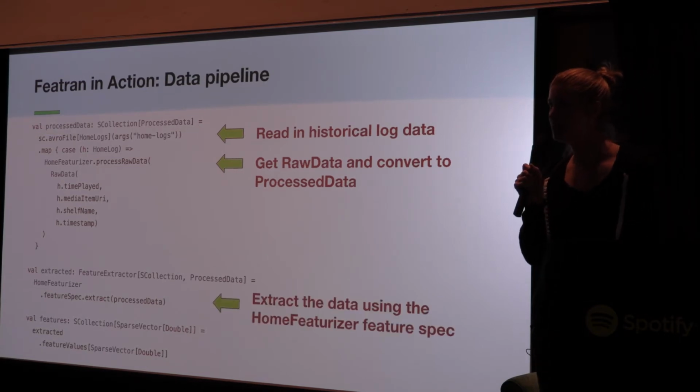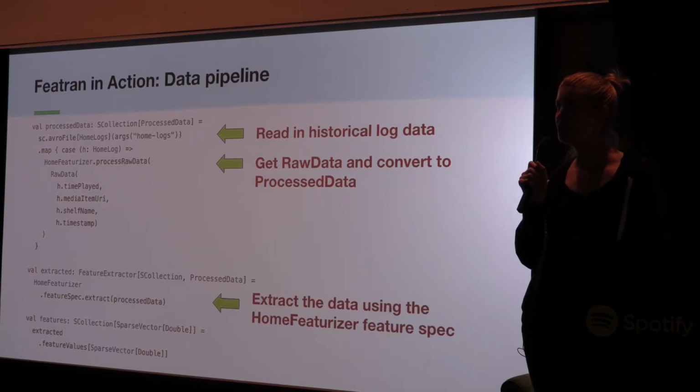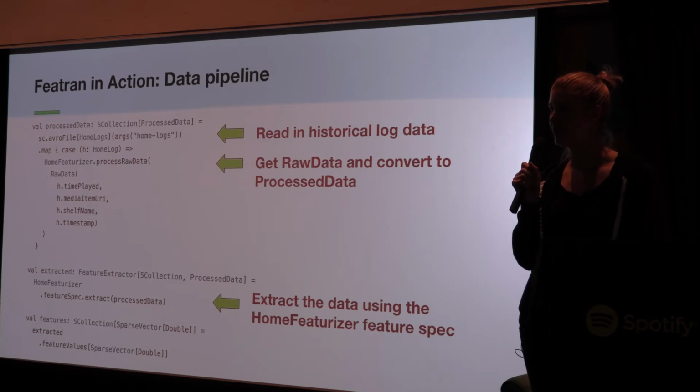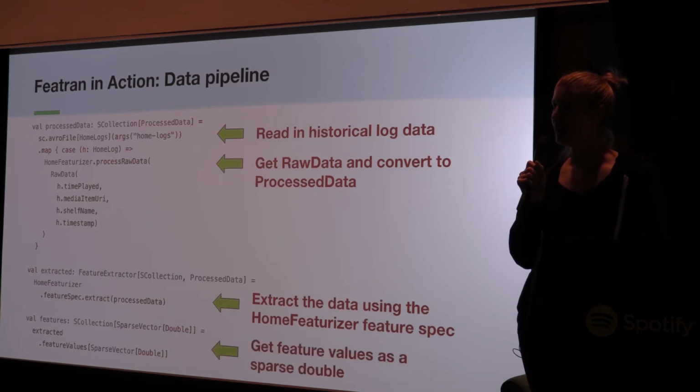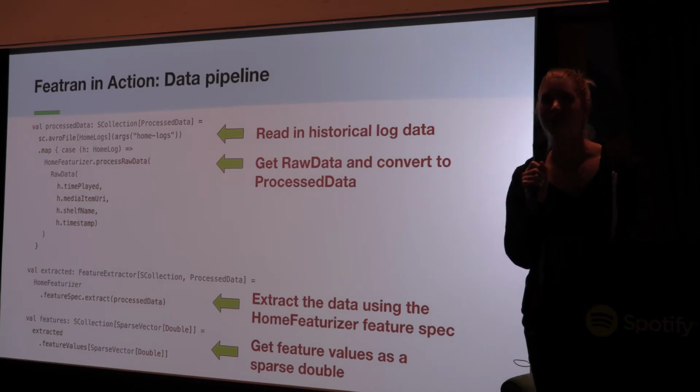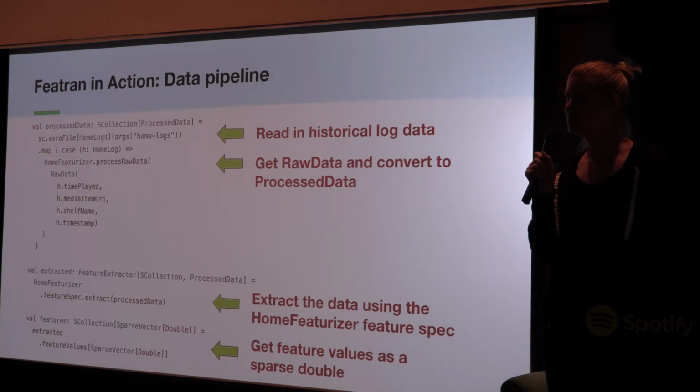And so the next step is just extracting the data using the home featurization specification. And after that, get the feature values, and in our case, we wanted it to be a sparse double. So only a few steps that you need to do before you can get the data in the form that you want.